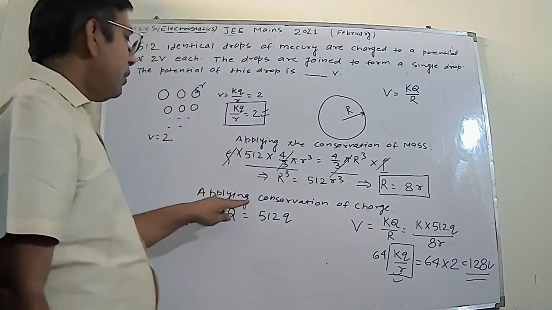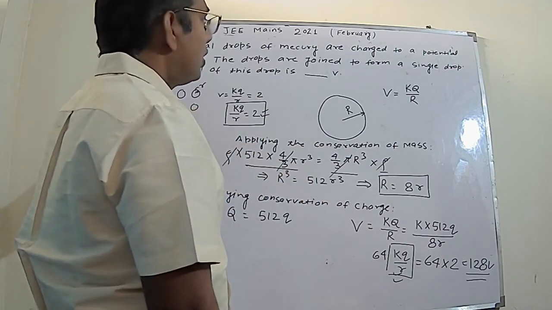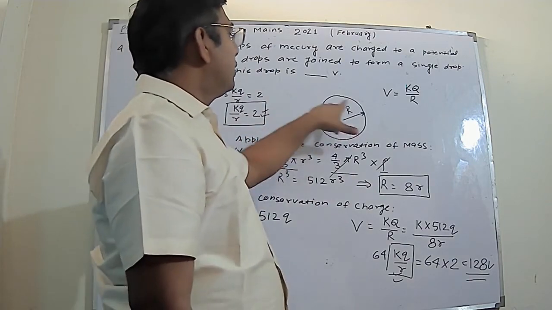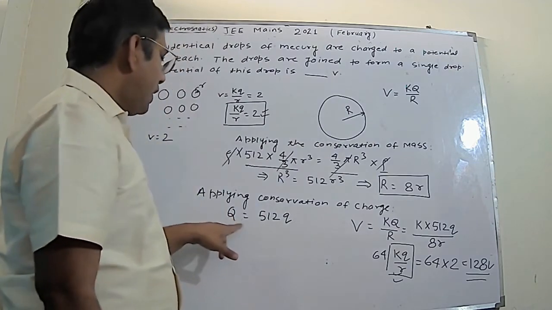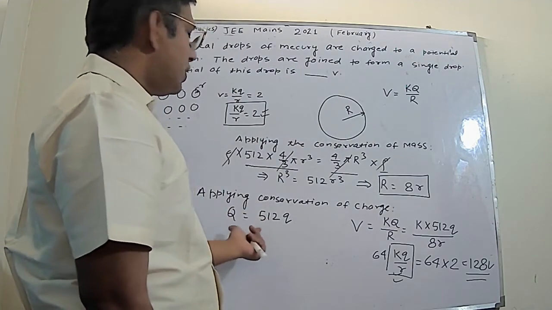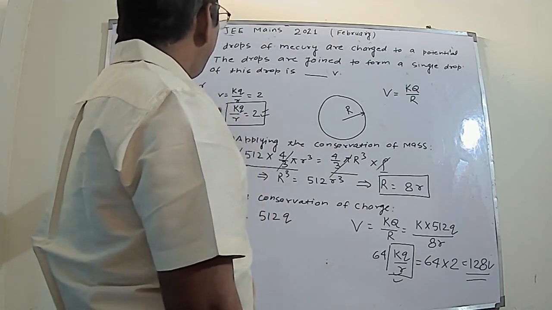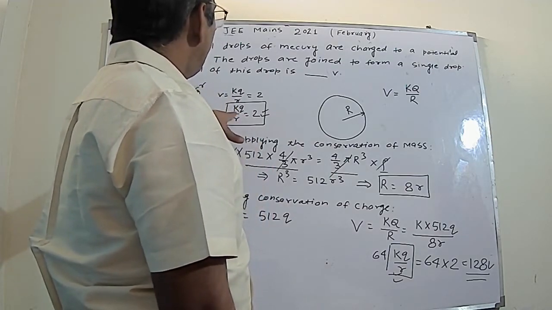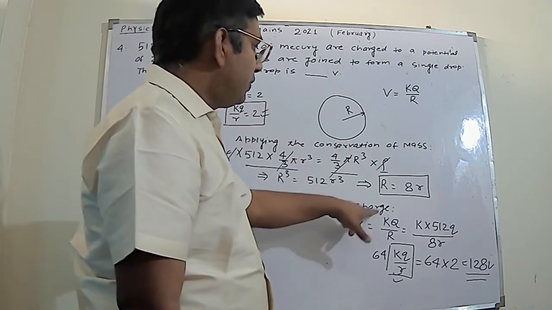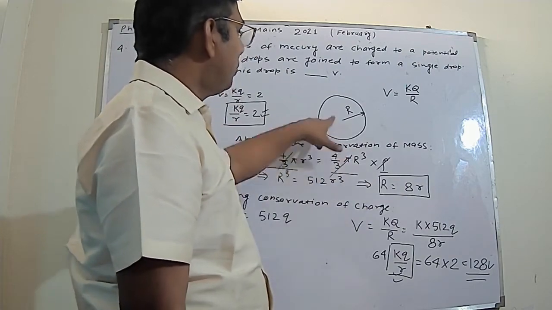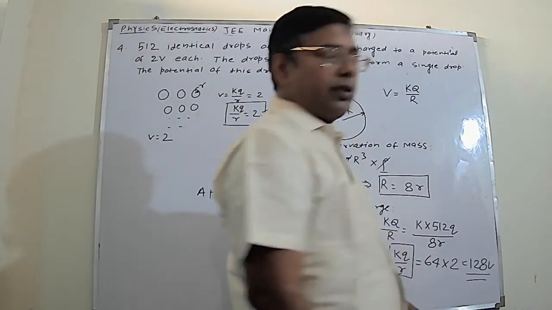Now we have applied conservation of charge. So if the total charge is small q for the small drop, and for the bigger drop it is capital Q, then we can write capital Q is equal to 512 q, and from the voltage relation, we know that kQ by R is equal to V, so here it is 2. We write the equation for the bigger drop and solve this one. So we got the answer 128 volt.